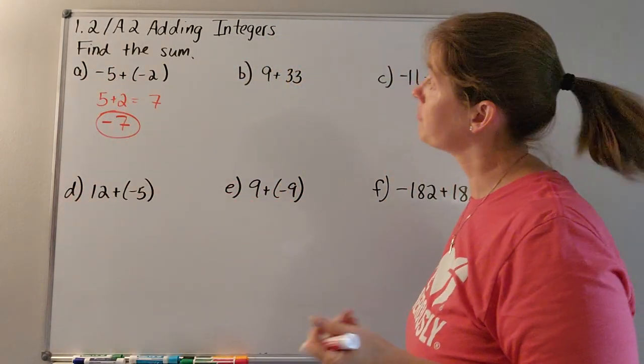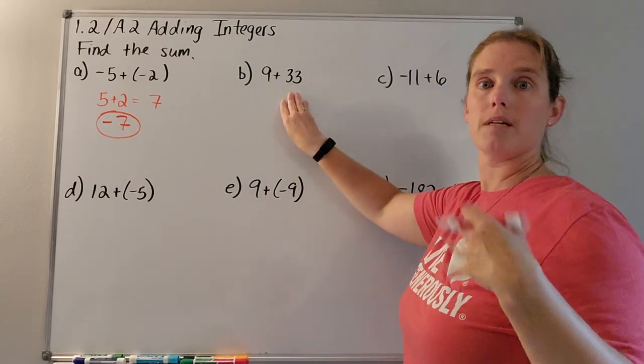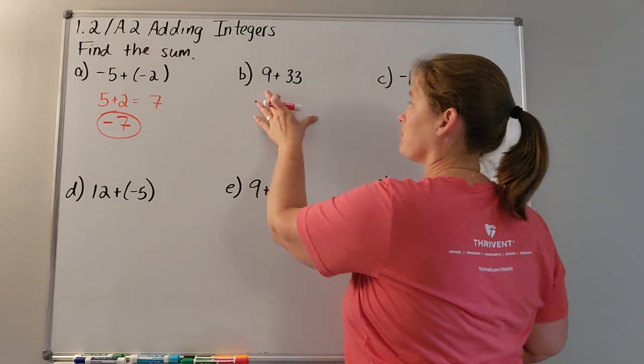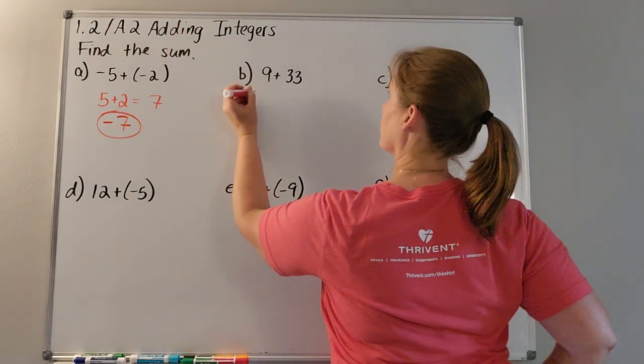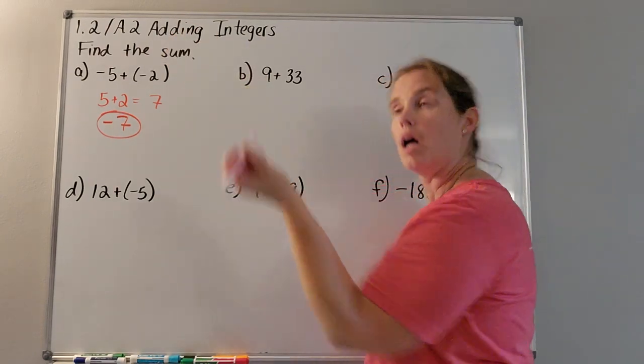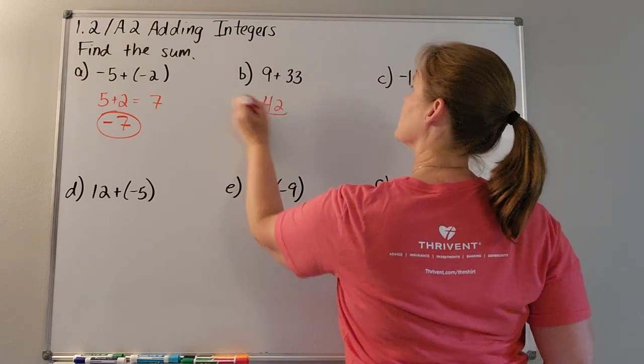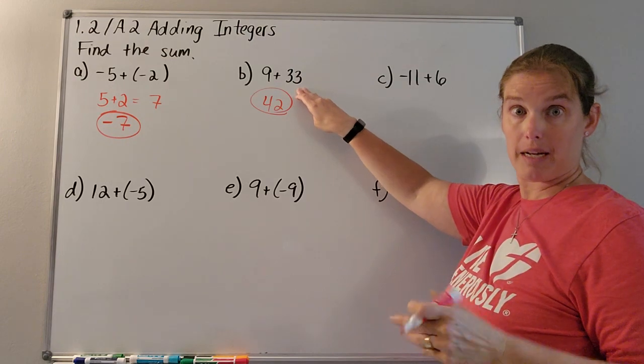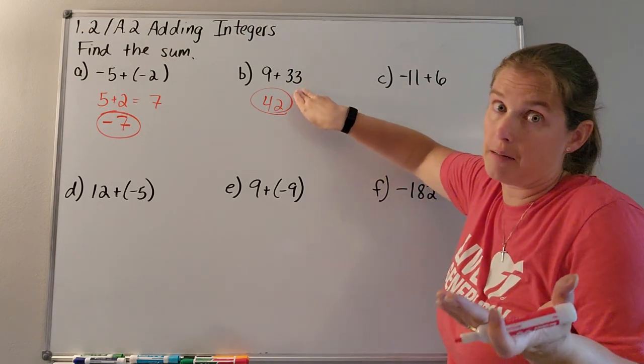See how that works? 9 plus 33, same sign or different sign? That's right, same sign. So we add them up. Absolute values are there, so what's 9 plus 33? It's 42 and it stays positive. I'll be honest, you're not going to see a ton of problems like this because you've been doing this kind of adding for a long time now.